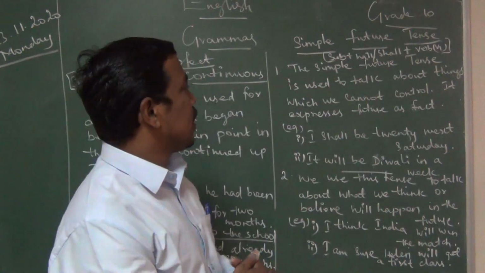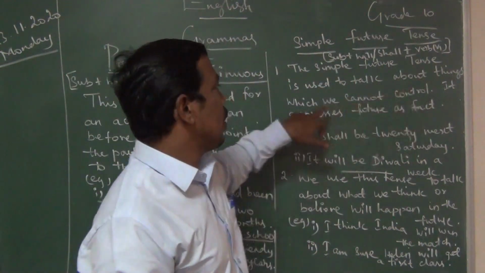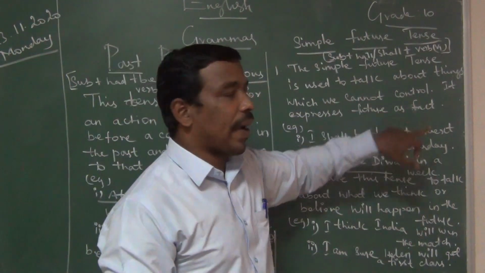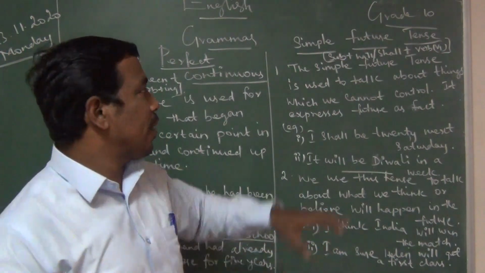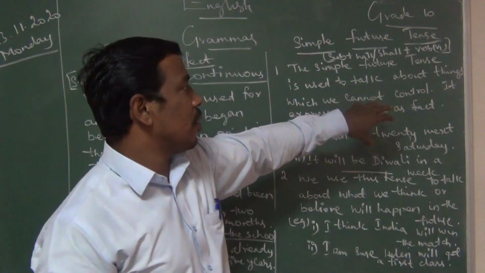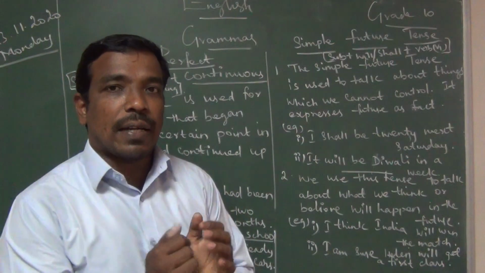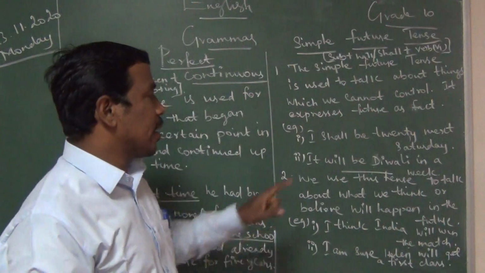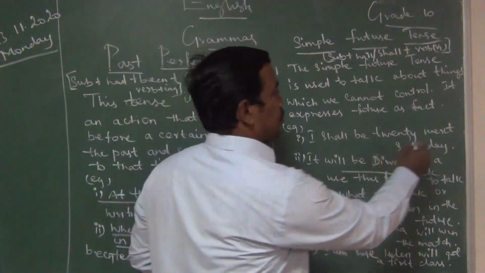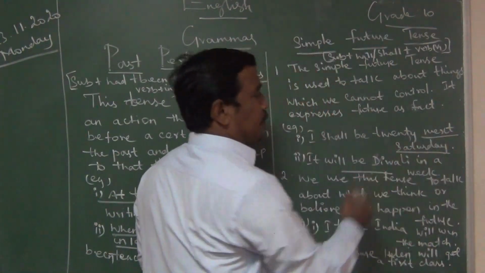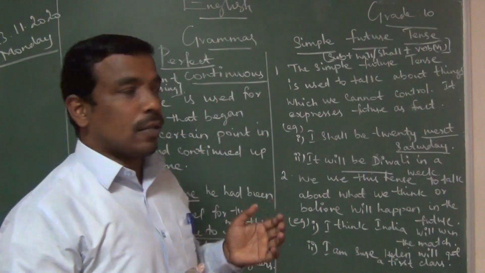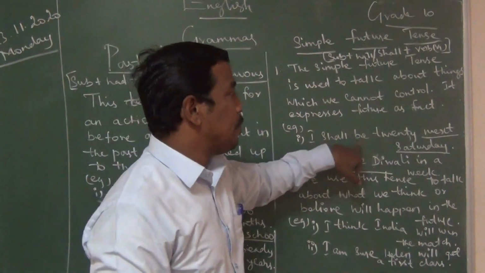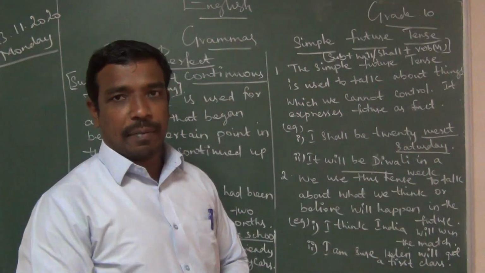The simple future tense is used to talk about things which we cannot control. It expresses future as fact. The first rule: which we cannot control. If you think to stop that action, we cannot control that one, so it expresses future as fact. I shall be 20 next Saturday. So, future reference, we cannot stop that. That's why it expresses future as fact.